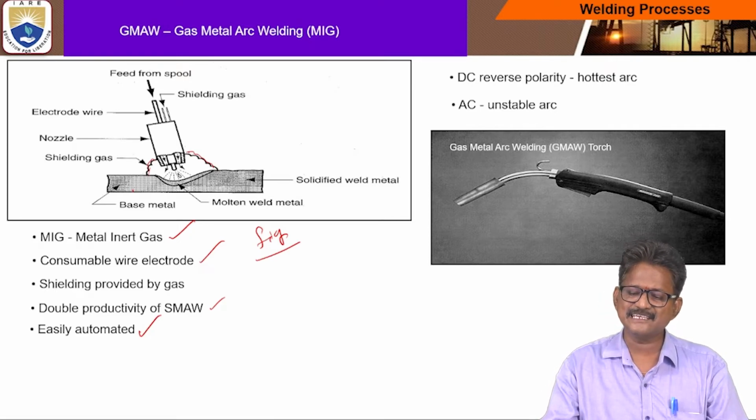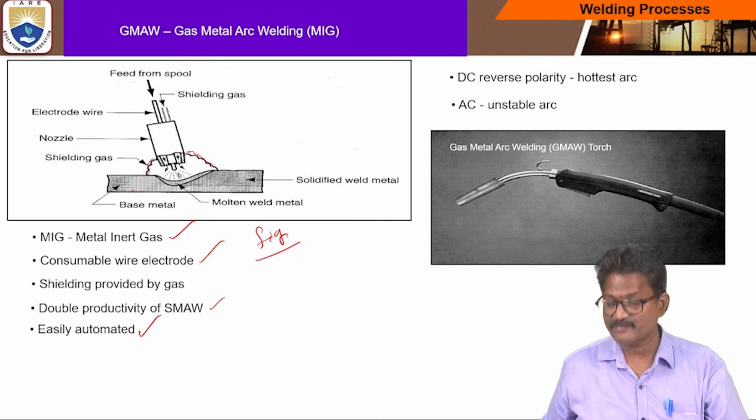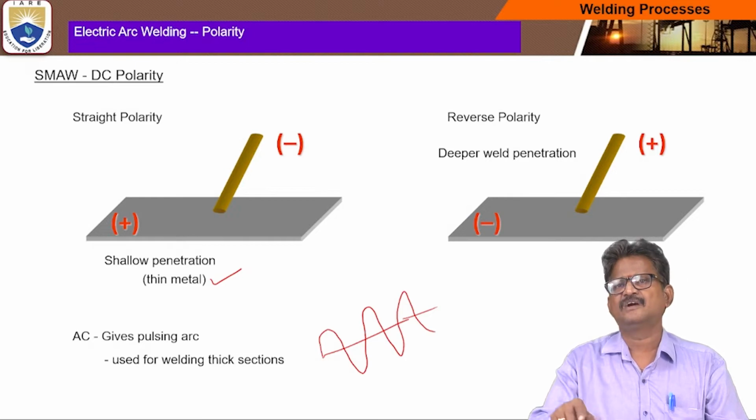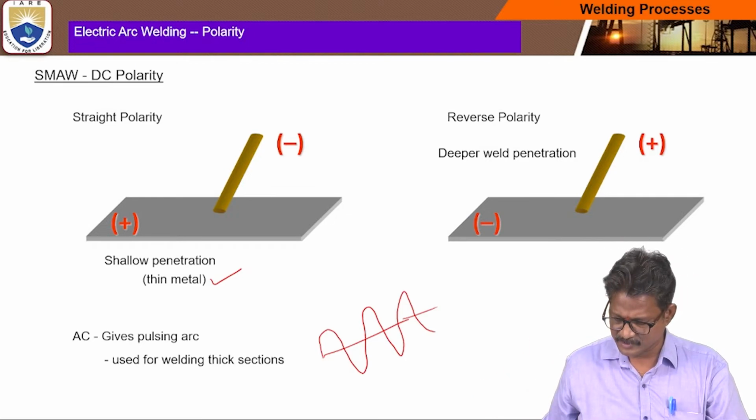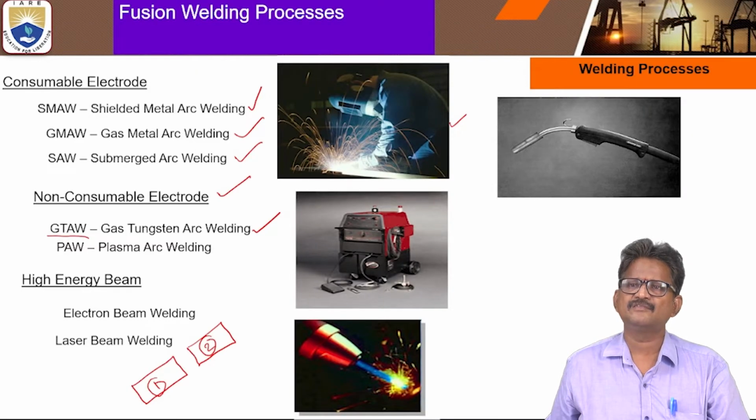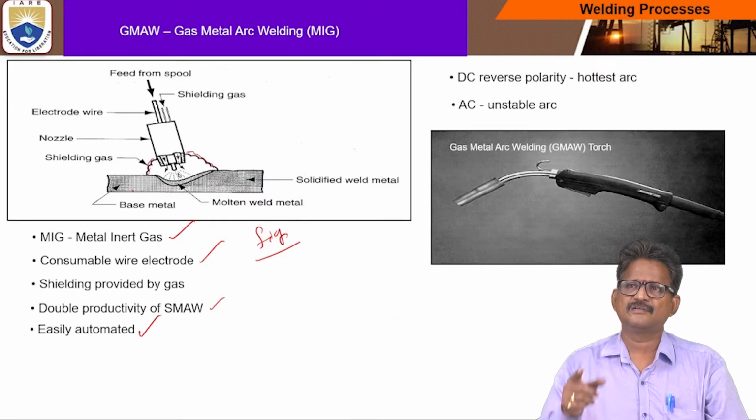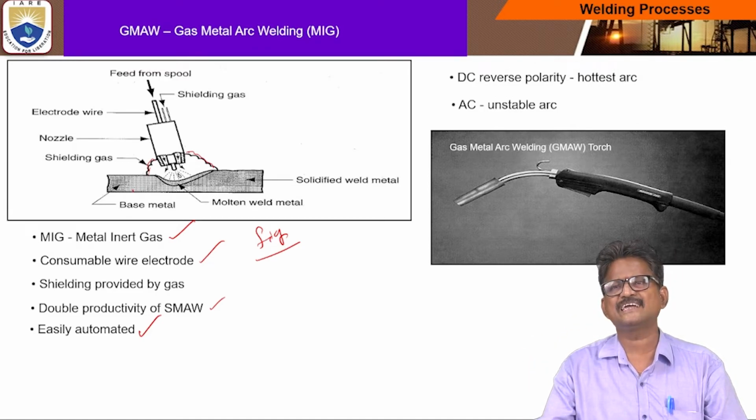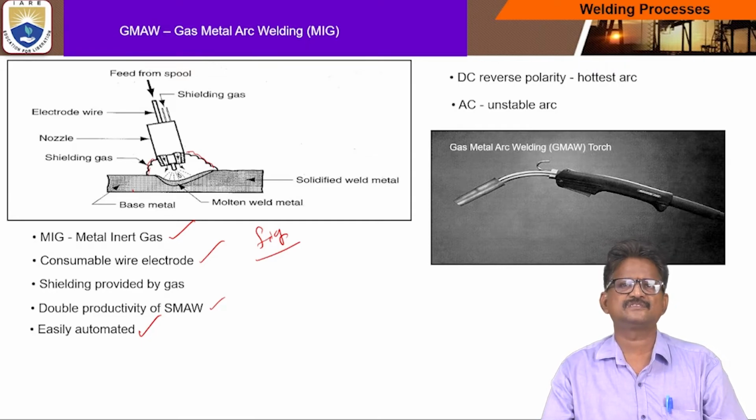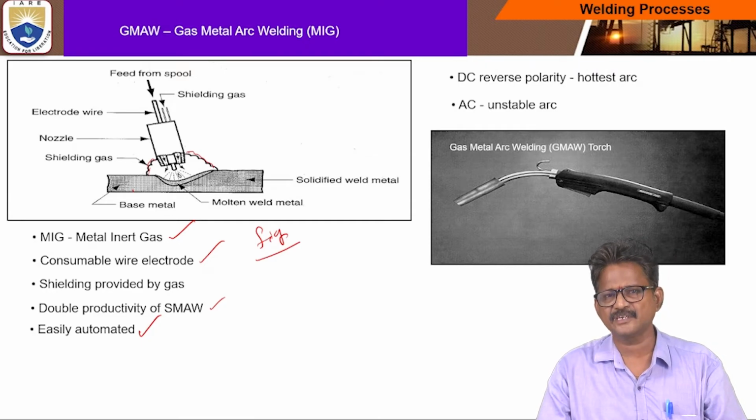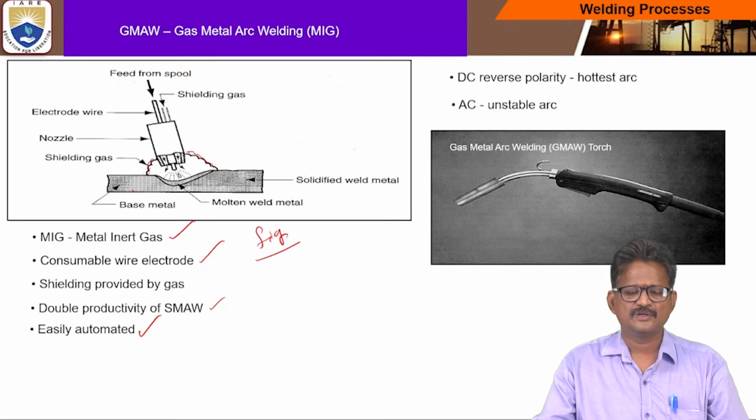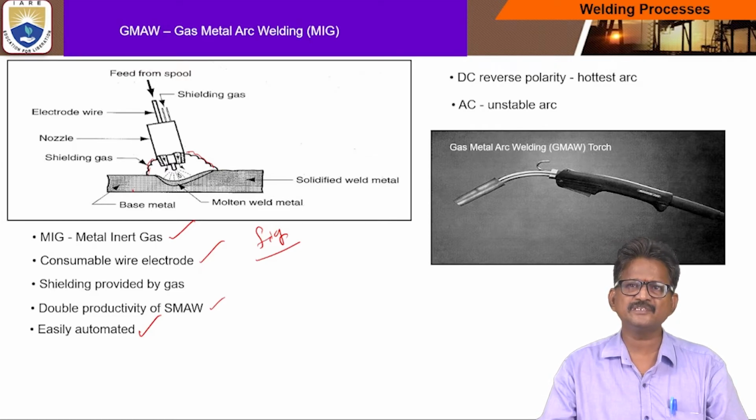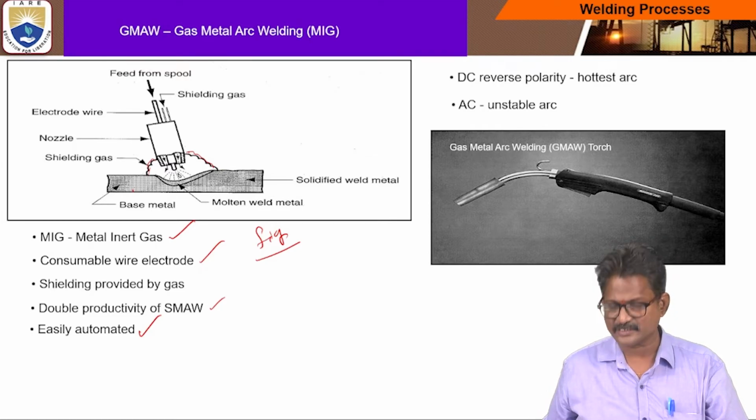And here also DC reverse polarity can be used. DC reverse polarity means the workpiece is always kept negative and the electrode is kept positive, so that we can have the hottest arc. In the case of AC, an unstable arc would be produced in this gas metal arc welding process. Some practical, industry-oriented applications can also be performed with gas metal arc welding.